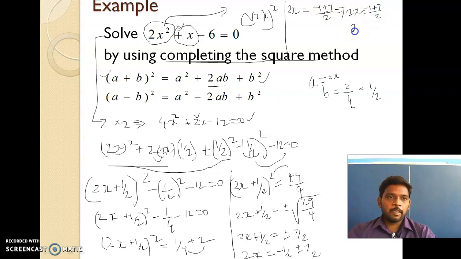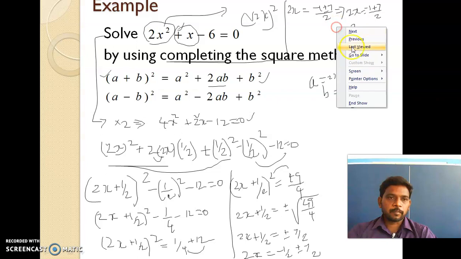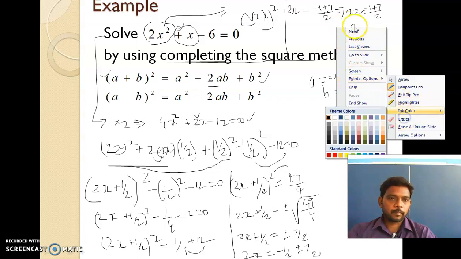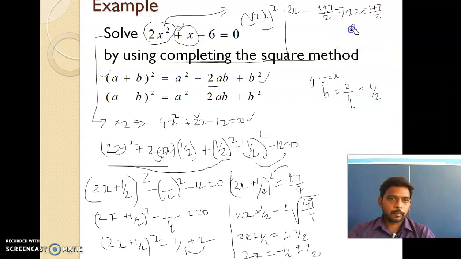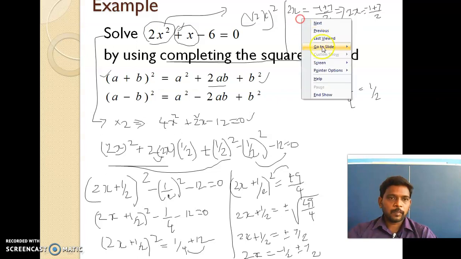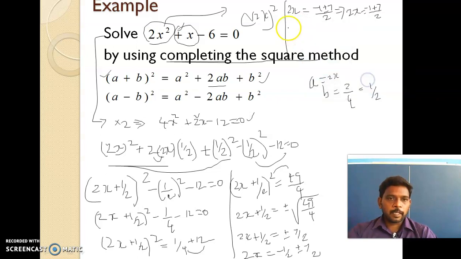Now simplify here, so 2x equals minus 1 plus 7, so 6/2 is nothing but 3, therefore x equals 3/2. So x equals 3/2, that is one of the roots.